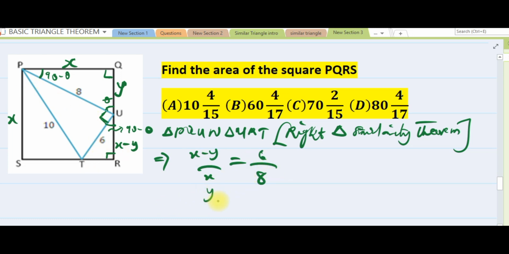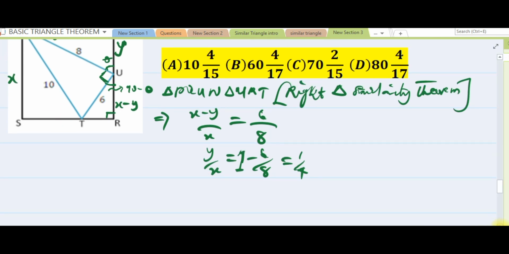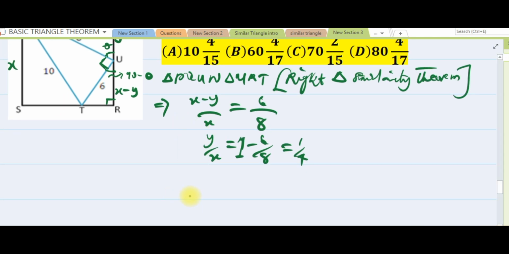So this is y over x. x over x is 1. So 1 minus y over x is equal to 6 over 8. So y over x is 1 minus 6 over 8, which is 8 minus 6 is 2. So 2 over 8, which is 1 over 4. So y over x is 1 over 4. So x is equal to 4y.